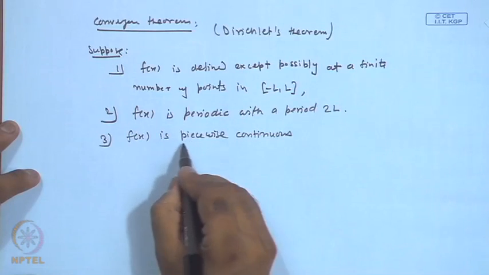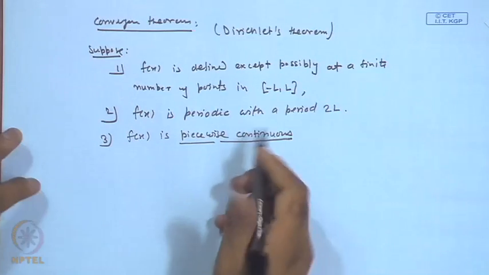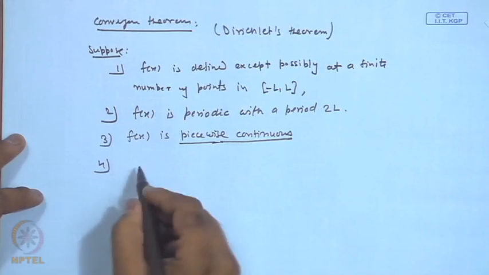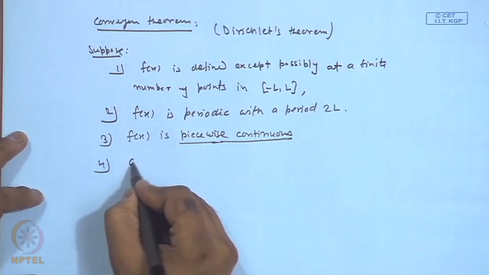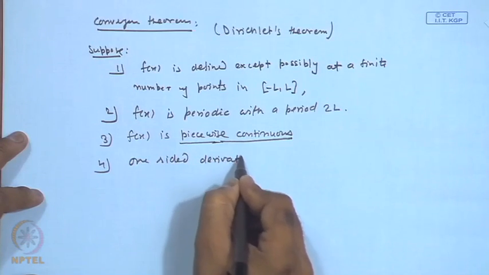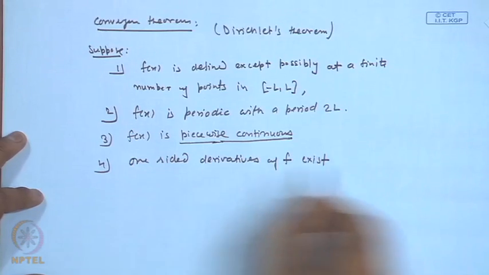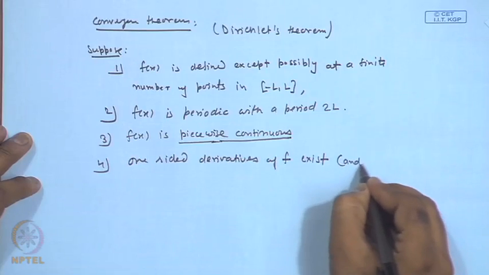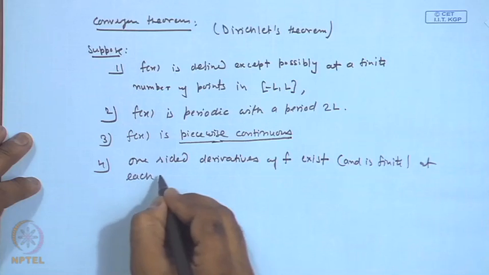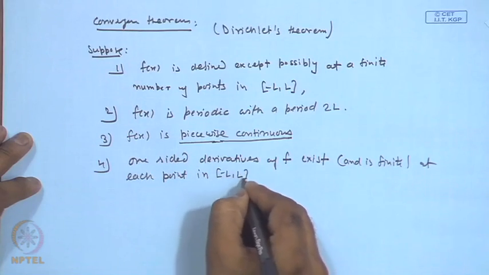So, we have already defined this piecewise continuity. The function is continuous other than at finitely many points, and at those points the right and the left limit exist. And one more condition we need here, that one-sided derivatives of f exist and are finite at each point in minus L to L.